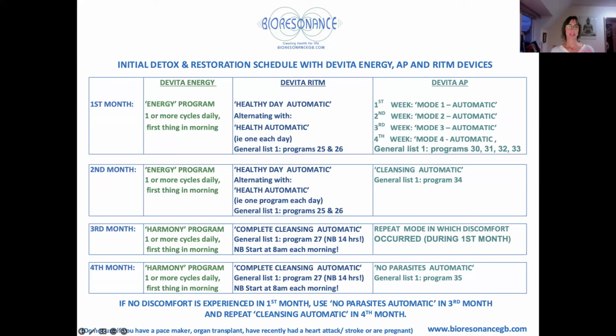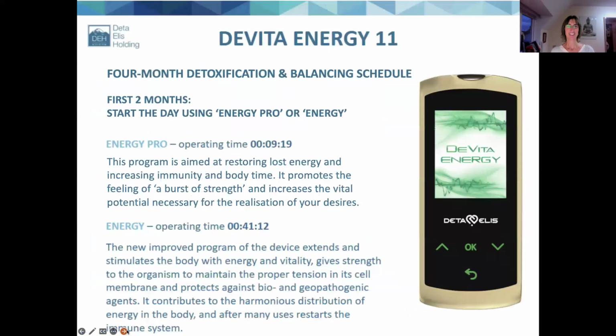And I mentioned when I showed this earlier that I would just briefly outline some of these programs that have slightly cryptic names, like Healthy Day and Health. So let me just move on to do that, just to give you an idea. First of all, the energy device. It's suggested that for the first couple of months, people work with the energy program to up their cellular voltage, particularly if it's depleted. And we have 2 programs on the energy device to do this.